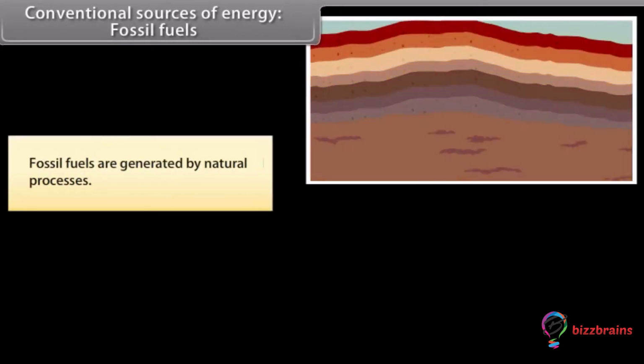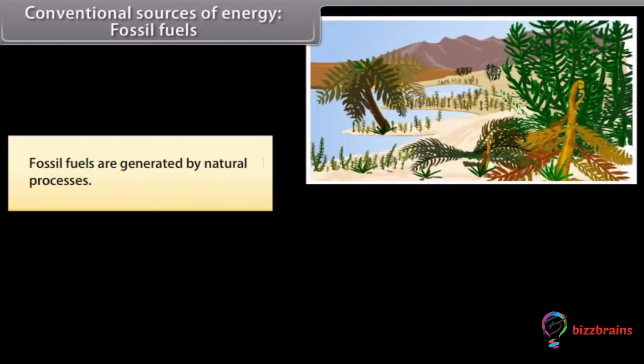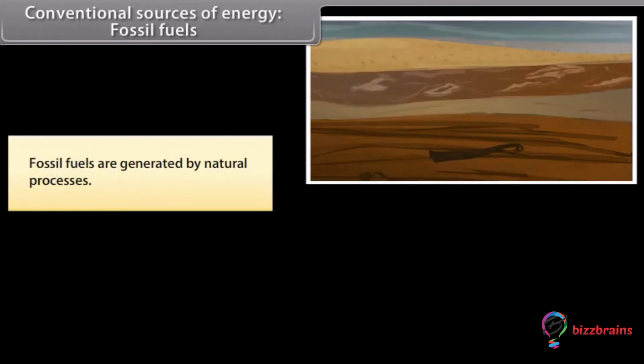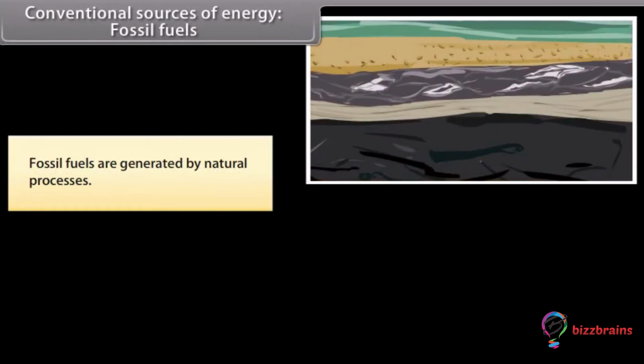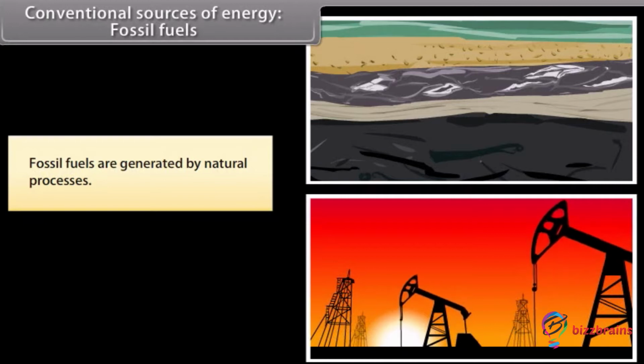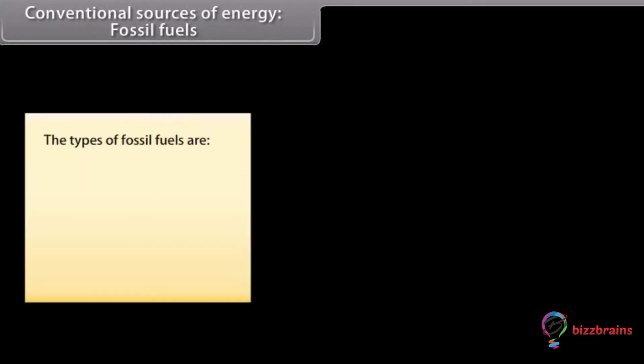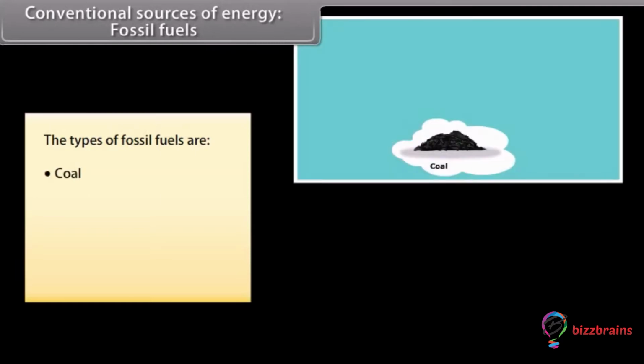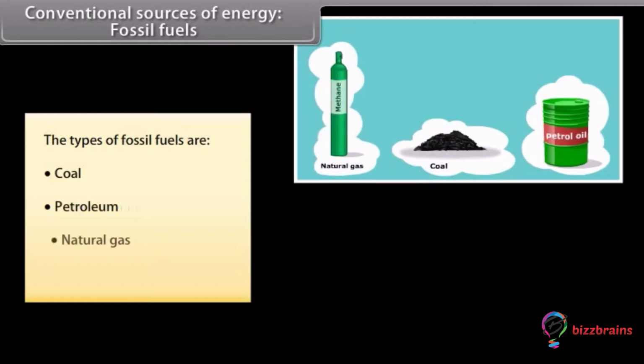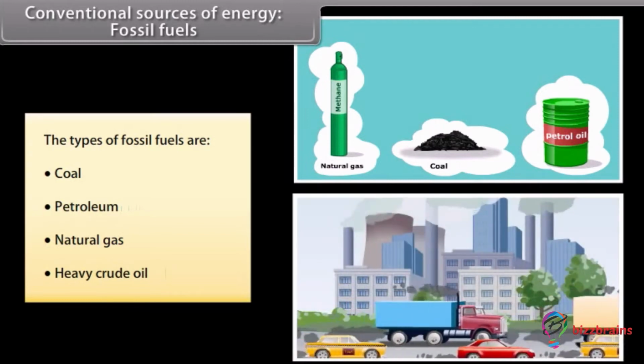Conventional sources of energy, fossil fuels. Fossil fuels are generated by natural processes. They include a high percentage of carbon. These are non-renewable sources of energy as they take millions of years to form. The reserves of these fuels are reducing at an alarming rate. The types of fossil fuels are coal, petroleum, natural gas, and heavy crude oil.